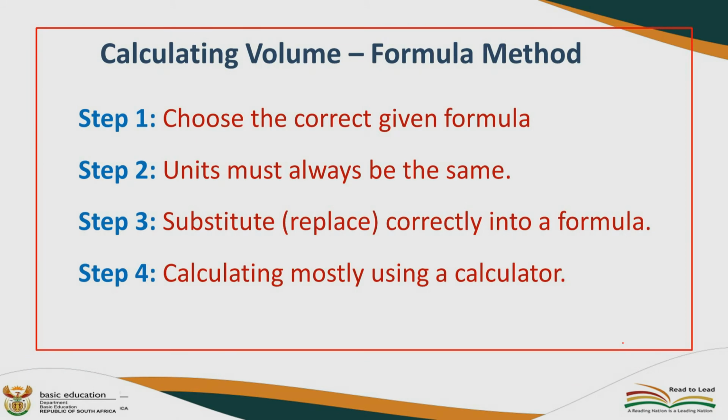Calculating volume, formula method. I'm not going to do this one using the operational method. When you are calculating volume, step number 1, you choose the correct formula. Candidates sometimes choose an incorrect formula, so make sure that you choose the correct formula. Step 2, units must always be the same. Make sure that you use the same units. Step number 3, substitute or replace correctly, in the correct space. Lastly, calculate using a calculator.